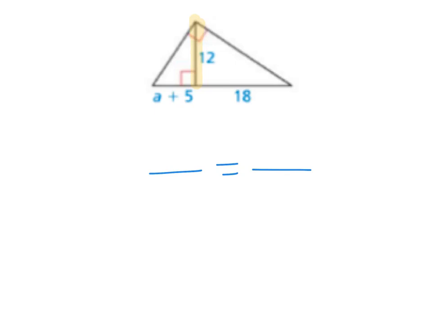All right, so sorry about that. But so we have the altitude's length is 12. And remember, the altitude is the geometric mean. So that 12, which is the geometric mean, is going to go in a pair of opposite corners. And then the two parts that it is the geometric mean of, a plus 5 and 18, go in the other two parts of our proportion. So I'm going to have a plus 5, and I'm going to have 18.